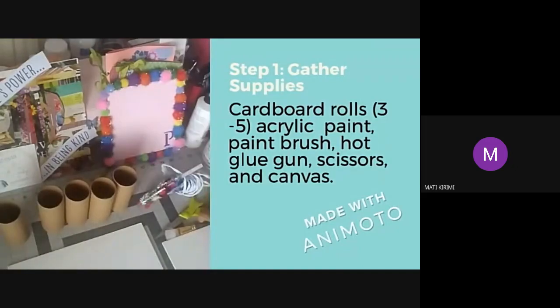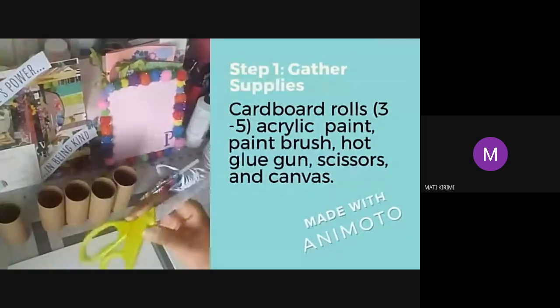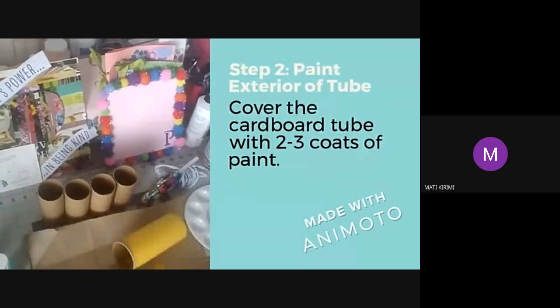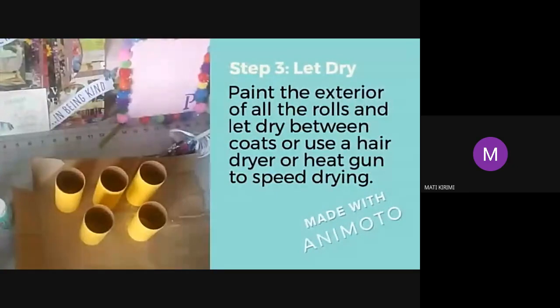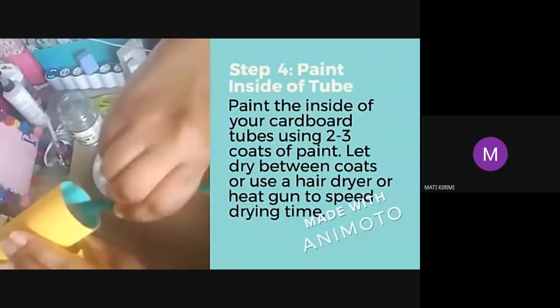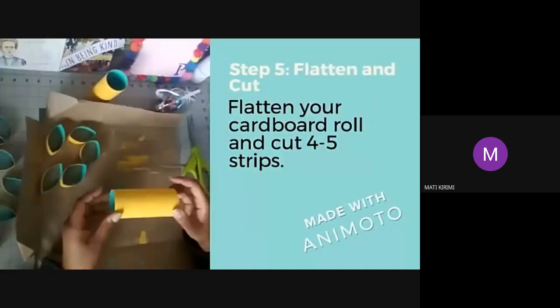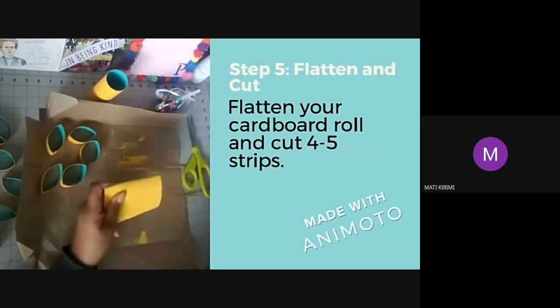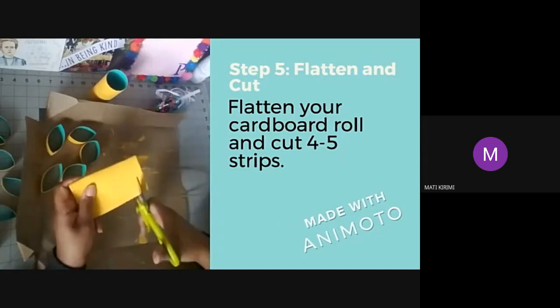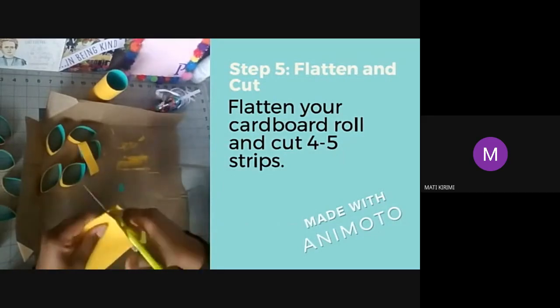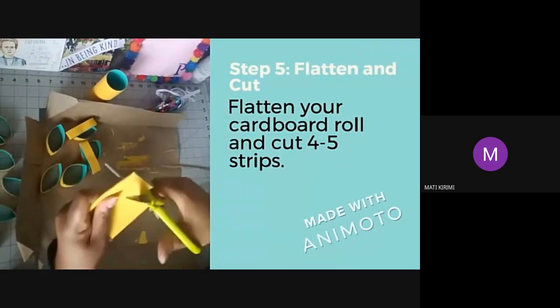As you can see there: tissue paper roll, paintbrush, glue gun, scissors, canvas. The exterior, let it dry. Paint the inside of the second piece with blue coats of paint. The white, black, and then pen and cut. You can cut 4 or even 5 pieces. Remember you painted them. So yeah, you cut the 5 pieces.